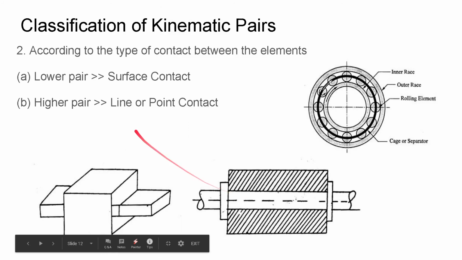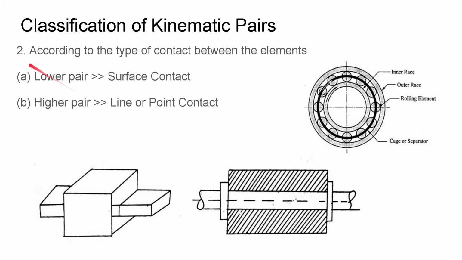Then the another way of classification of kinematic pair is according to the type of contact between the elements. So here first we have a lower pair and then we have a higher pair, and these are very important because this lower pair concept and higher pair concept will occur for solving the problems and figuring out the number of degrees of freedom and other things.